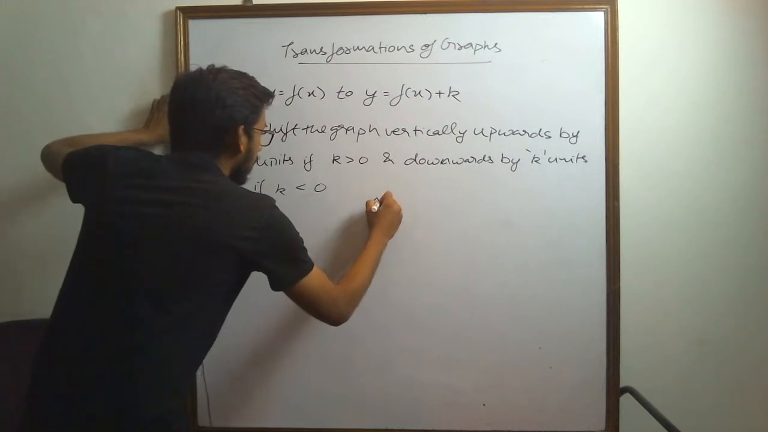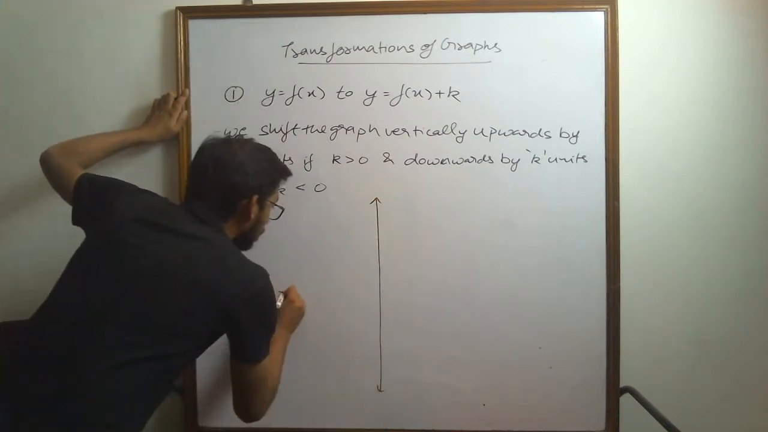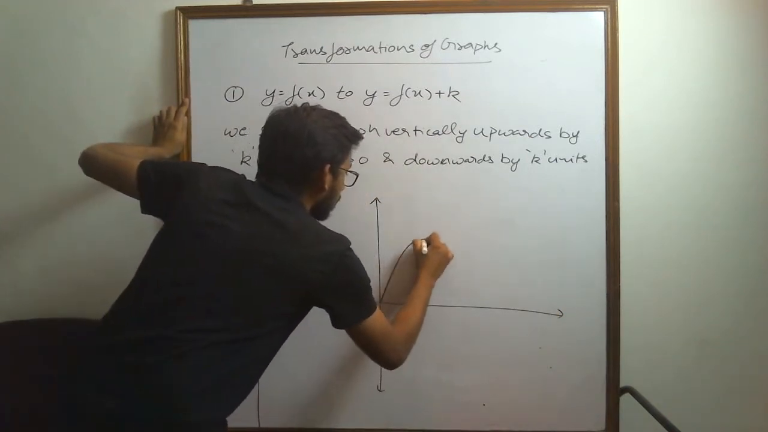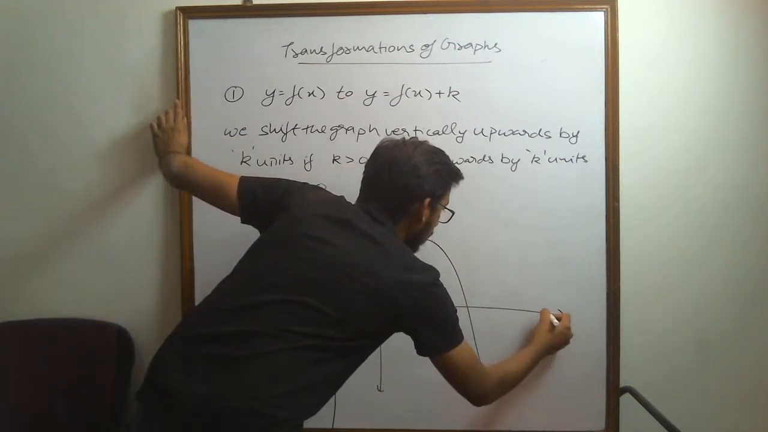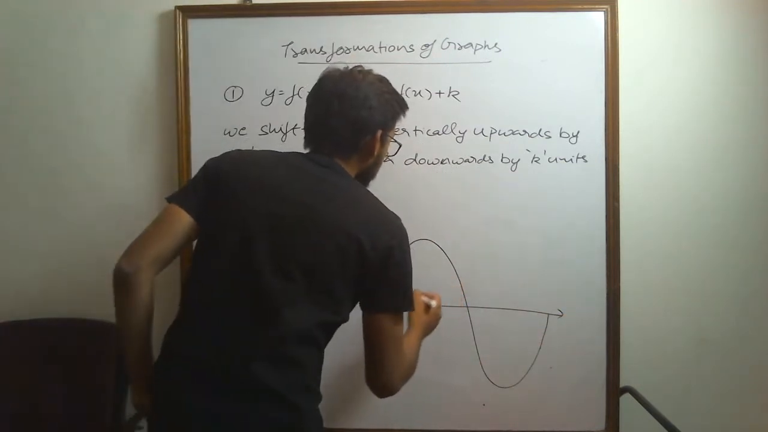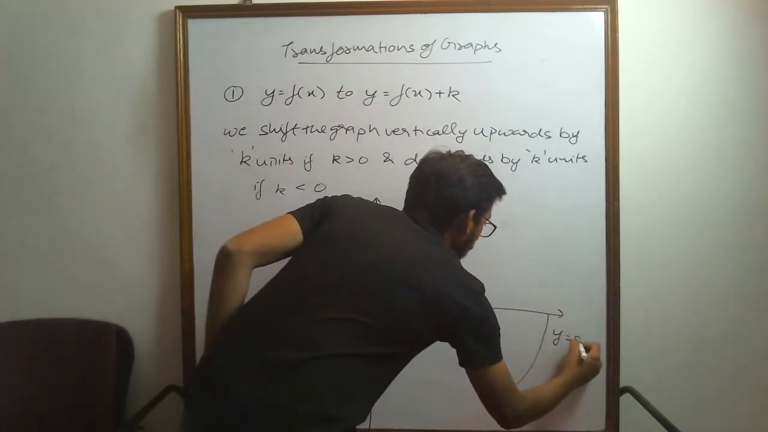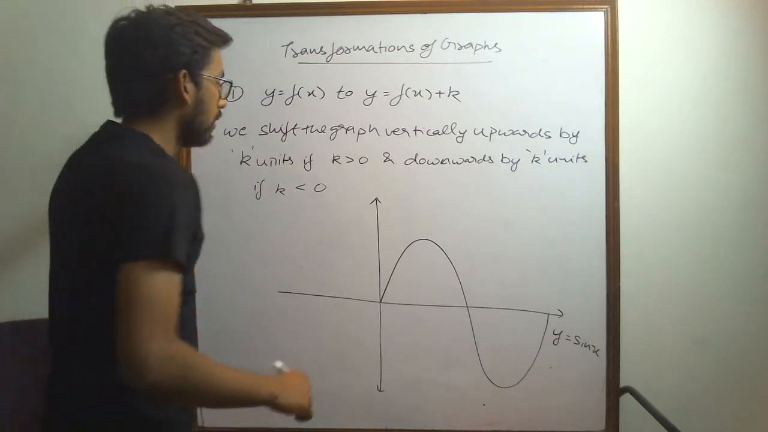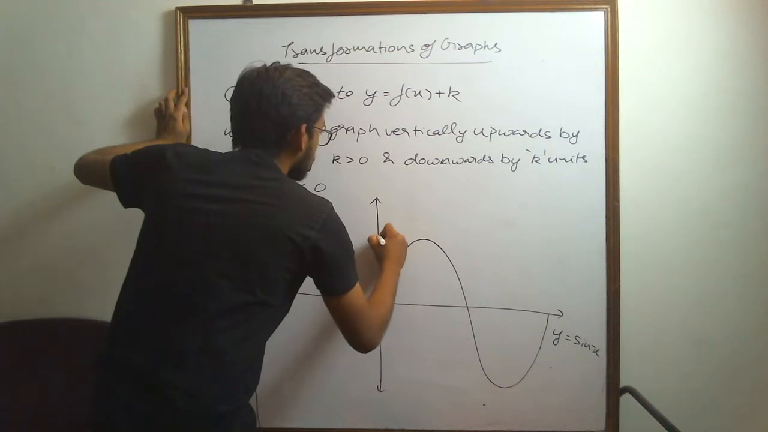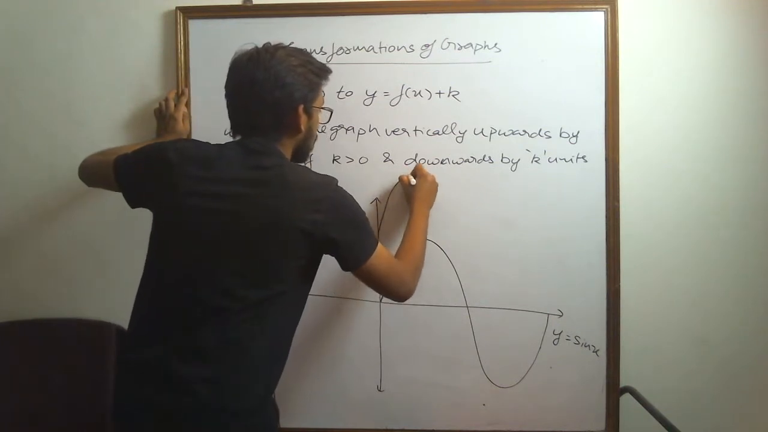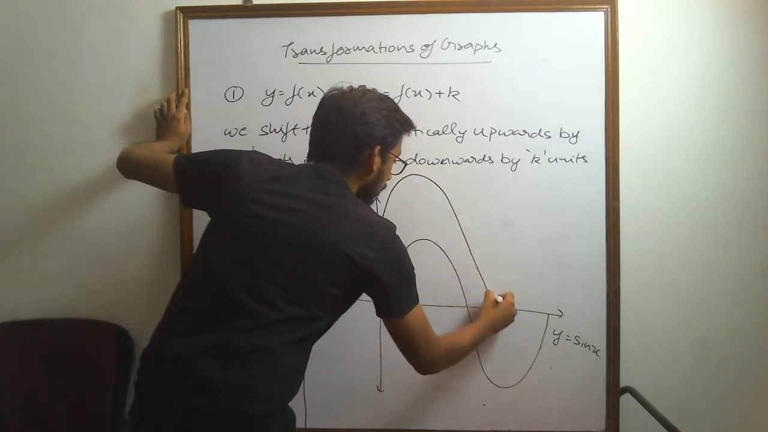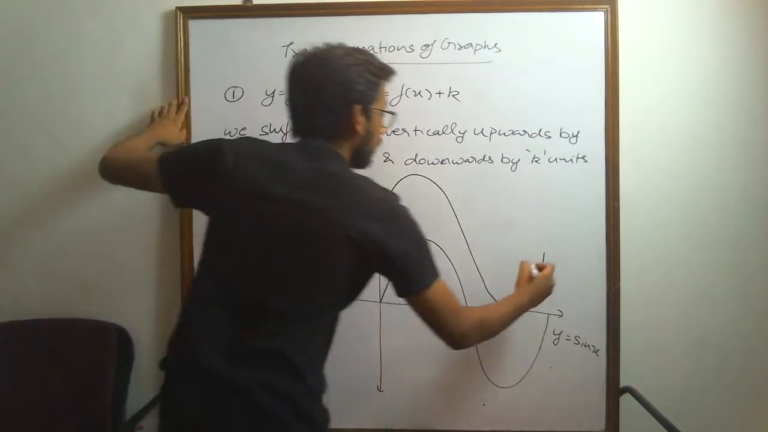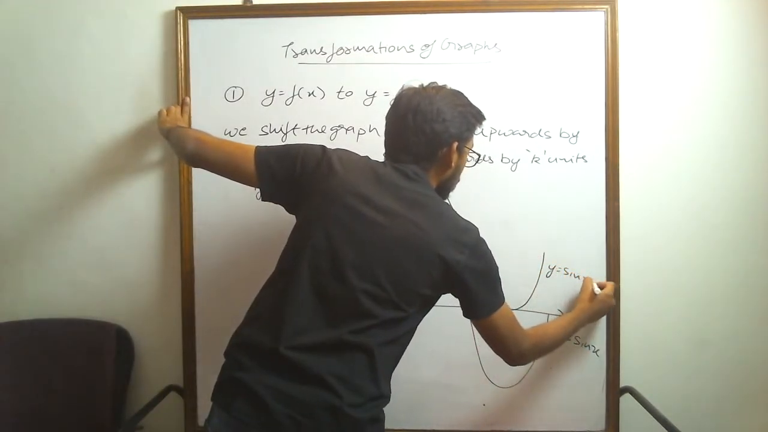So for example, I will be taking the graph of sin x in every transformation so that we are able to understand very well what transformations are doing to the graph. Suppose this is the graph of y is equal to sin x. Now if I want to make the graph of y is equal to sin x plus 1, the graph will be like this. It will be shifted by 1 unit upwards vertically. This will be the graph of y is equal to sin x plus 1.